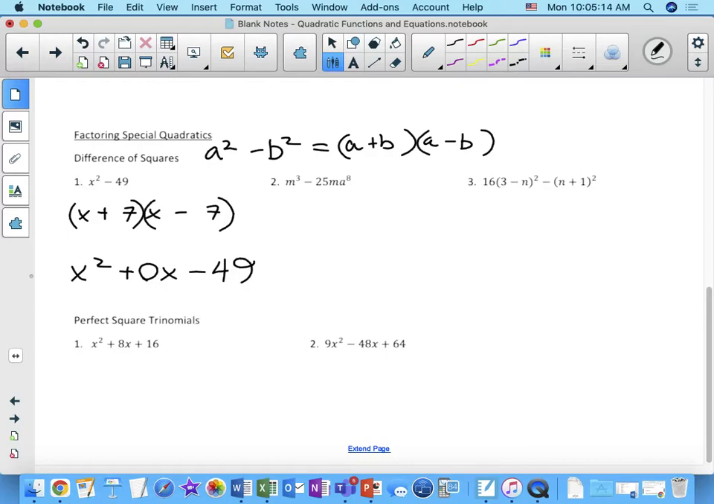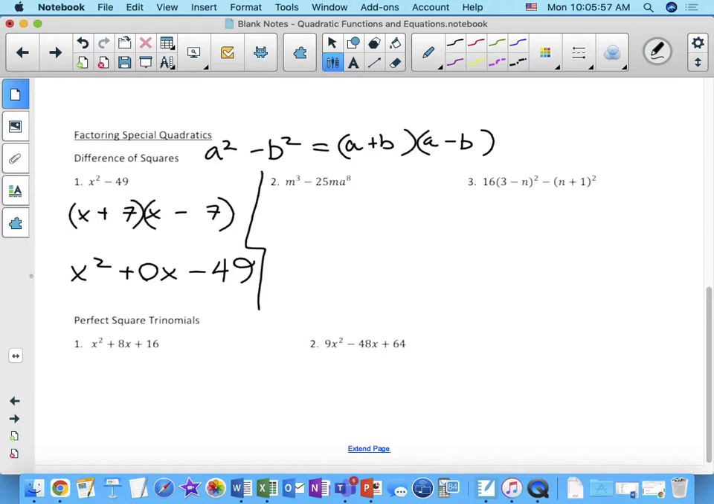I want to look at this one, though. Does this look to you like a difference of squares? Is the first term a perfect square? M cubed, is that a perfect square? No. 25ma to the 8, is that a perfect square? No. Okay, but I didn't ask the right question first.